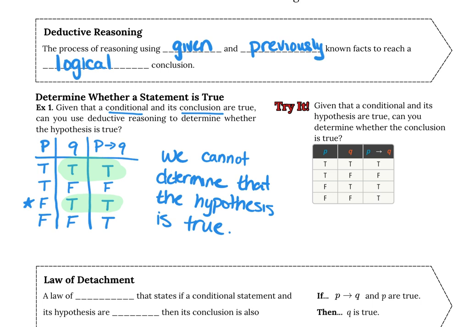So then our try it, given a conditional and its hypothesis are true, can you determine whether the conclusion is true? Okay, so the only one where our conditional and the hypothesis are true is this first one. So because that is the only conditional and hypothesis that are true, then we can determine that the conclusion is true. So yes.